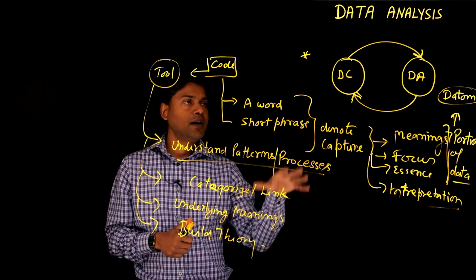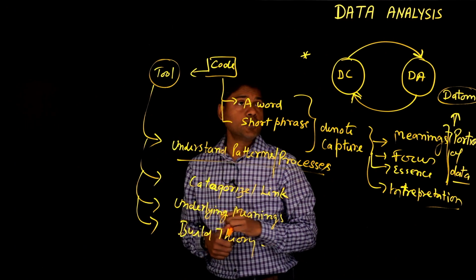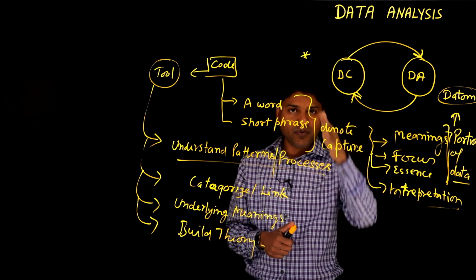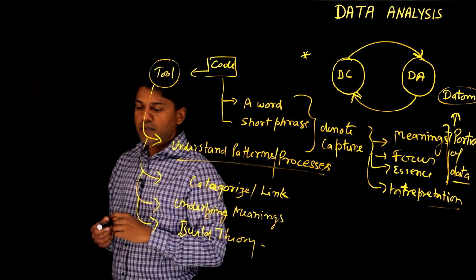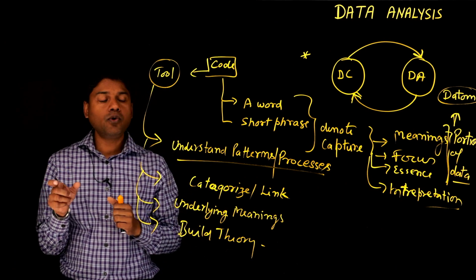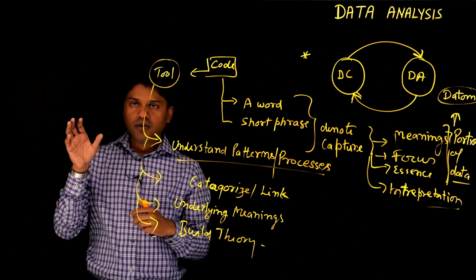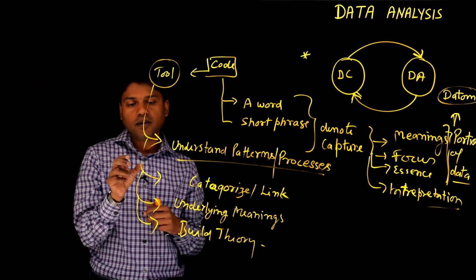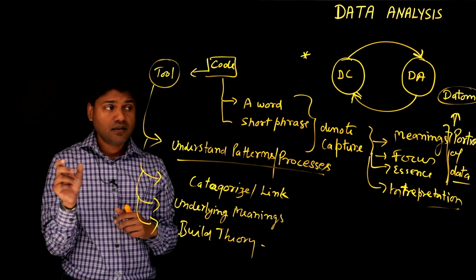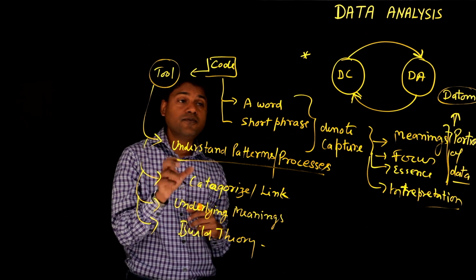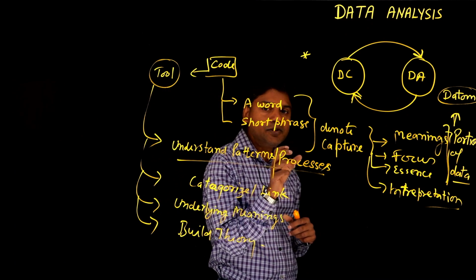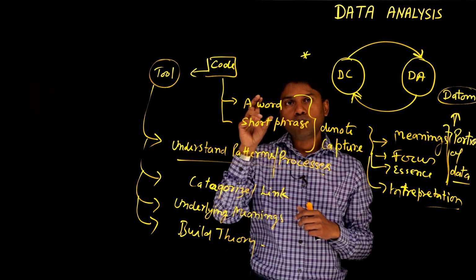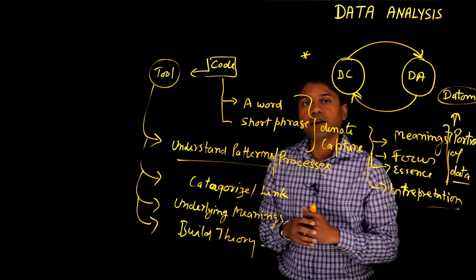Let me just summarize it briefly. Coding is a cyclical process in qualitative research; data collection and data analysis we do simultaneously. And basically coding, or a code, means that as a researcher, you are assigning a word or short phrase that denotes the meaning, the essence, the focus, the interpretation of what is there in that portion of the data that I am analyzing.